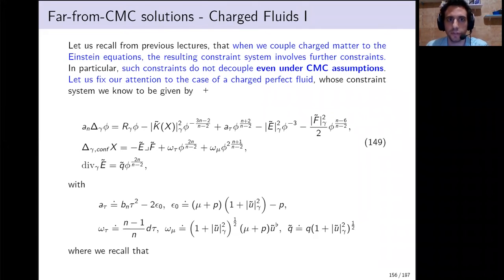Well, let us resume with our last lecture. During this lecture, we will consider the case of constructing far from CMC solutions for charged fluids. Let us recall that in our last lecture, we presented a David Maxwell construction for far from CMC solutions for the vacuum Gauss-Codazzi constraints in the case of three-dimensional closed manifolds. And the idea here is to try to extend those results in a few directions.